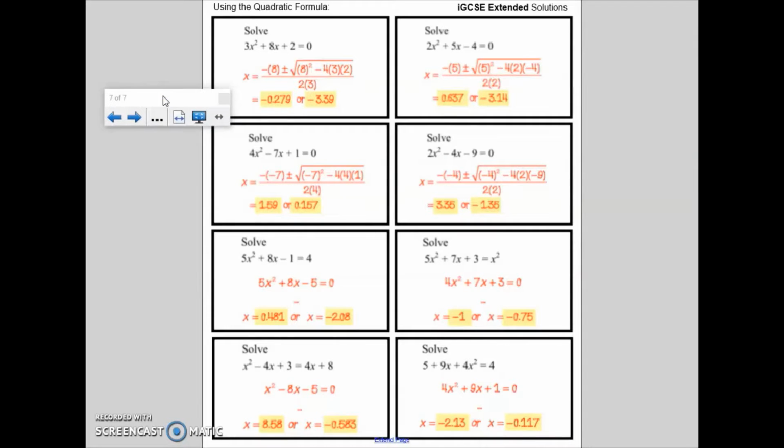So you can see that I've highlighted both of my values of x, both of my solutions, both of my roots to the quadratic equation in each question. If you could spend a little bit of time just marking up your work, ensuring you've rounded your answers to the correct accuracy as asked in the question. And if you were able to get all 8 questions right, that is brilliant. You've shown a very good understanding of applying the quadratic formula.